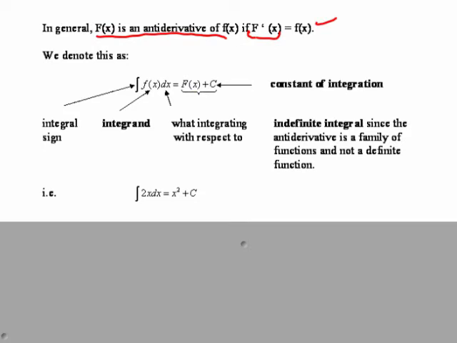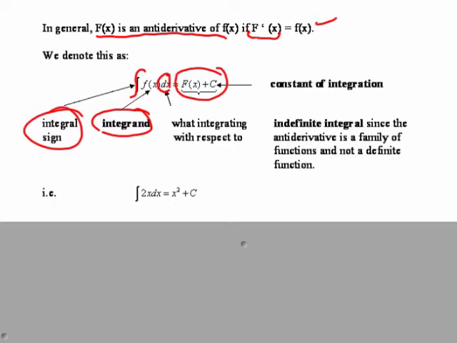So we have the integral sign, which looks like a stylized S. We have the function that we're doing the antiderivative of, called the integrand. Following the integrand, we have a designator to represent what we're differentiating with respect to, in this case with respect to x. And then over here we have the antiderivative, denoted by big F of x plus c, to show the entire family of functions.